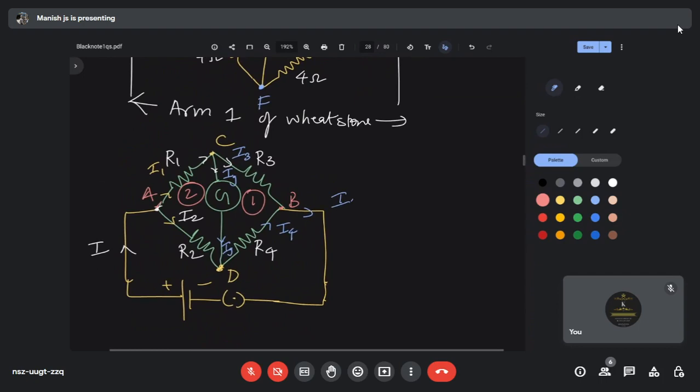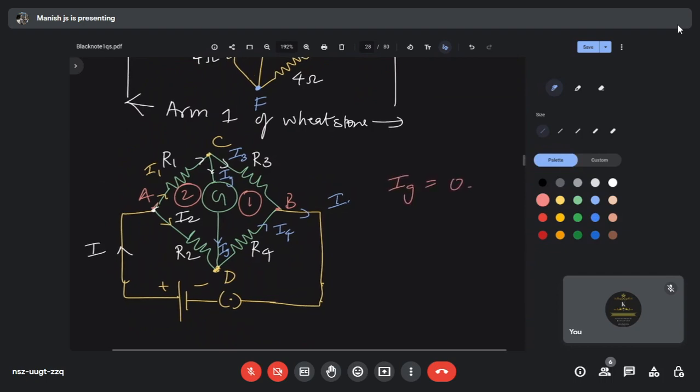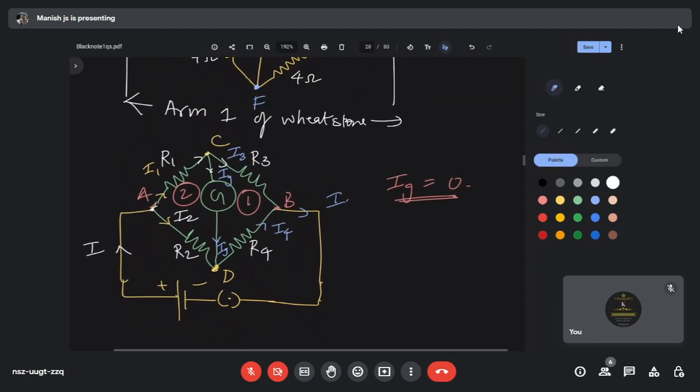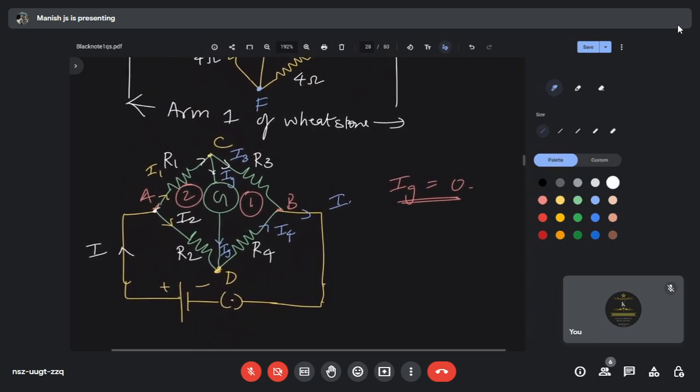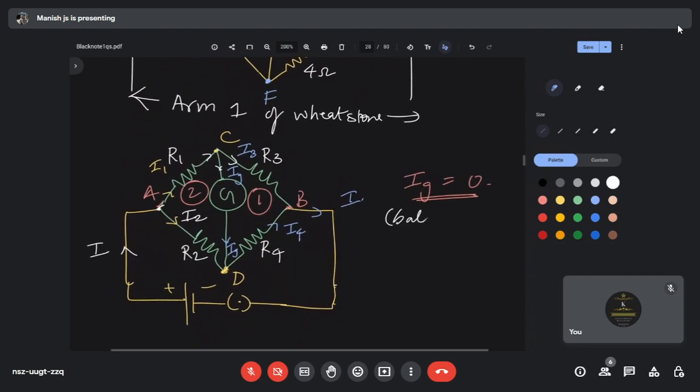Why do we say balanced? When the current distributions are appropriate through resistors R1 and R2, R3 and R4, the galvanometer is not going to show any deflection. There is a point where it will show null deflection, meaning we assume that Ig is 0. When Ig is 0, the galvanometer pointer will not deflect, it will be in the same position. At that point, you say that this Wheatstone bridge circuit is balanced. This is the balanced condition.